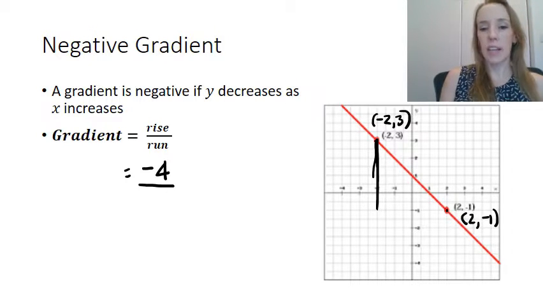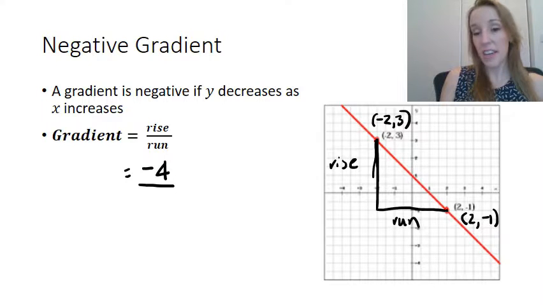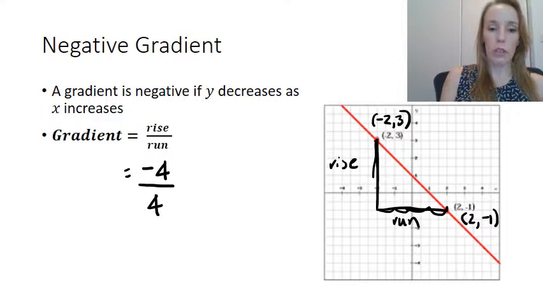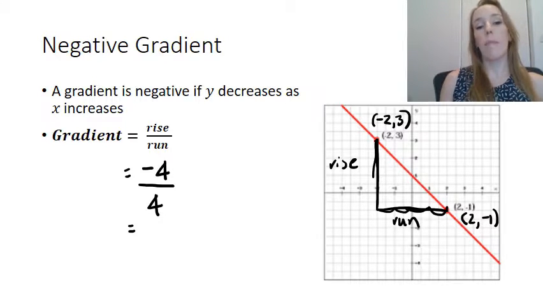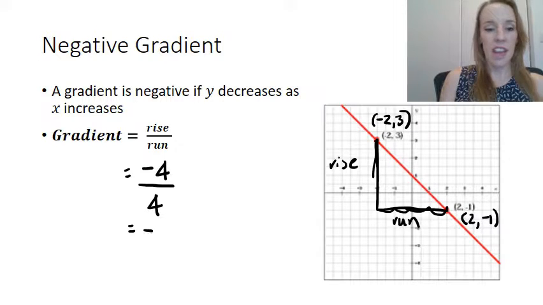And run is our change in x. So x was -2 and now it's gone over to 2. So this is our run, and this was our rise. How much has our run changed by? From -2 to 2, we can count it if you need to: 1, 2, 3, 4. It's changed by +4. So -4 divided by +4, we know we're going to have a negative number, and 4 divided by 4 is 1. So it's -1. So our gradient is -1.